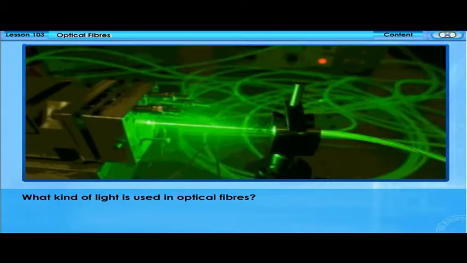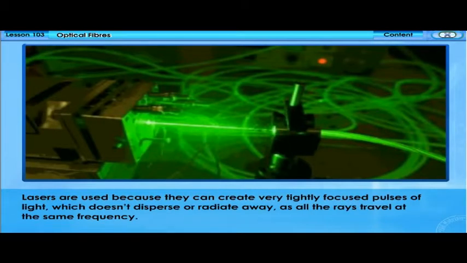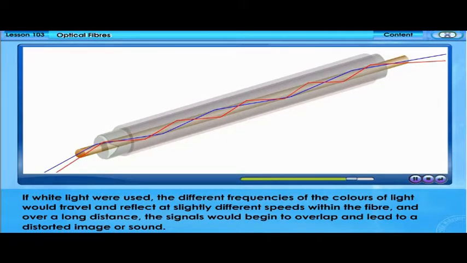What kind of light is used in optical fibers? Lasers are used because they can create very tightly focused pulses of light which don't disperse or radiate away, as all the rays travel at the same frequency. If white light were used, the different frequencies of the colors of light would travel and reflect at slightly different speeds within the fiber, and over a long distance the signals would begin to overlap and lead to a distorted image or sound.